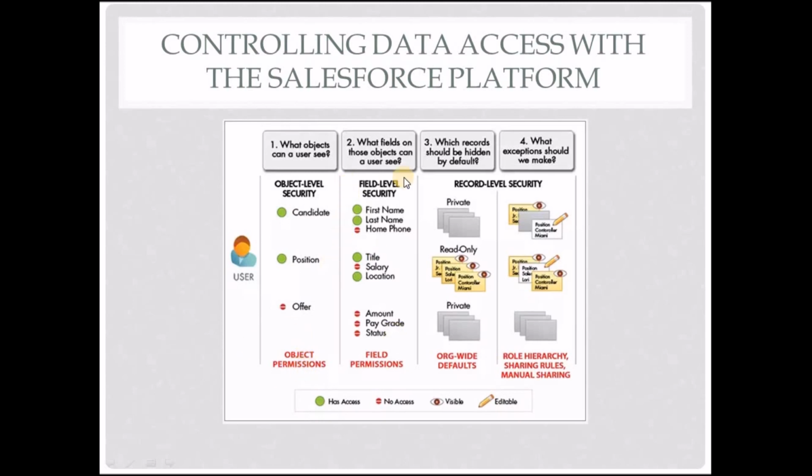Next, we have the field level security. Field level security defines which fields are available to the user on an object. For example, the candidate object has three fields: the first name, the last name, and the home phone. You can see that the first name and the last name are visible to the user, but the home phone is not. This is how we restrict the access or visibility of certain fields using field level security, and this is done by using field permissions.